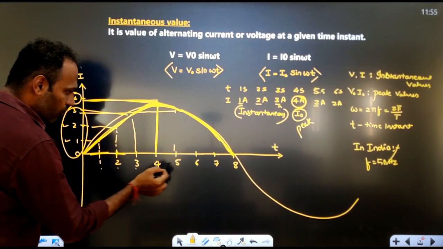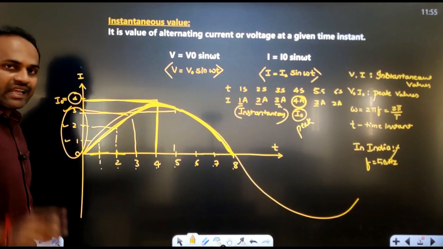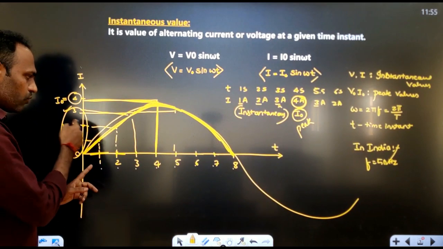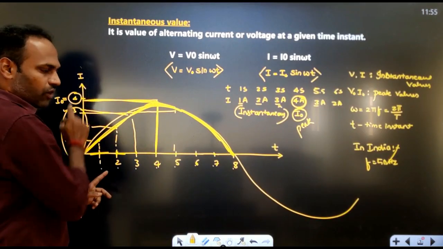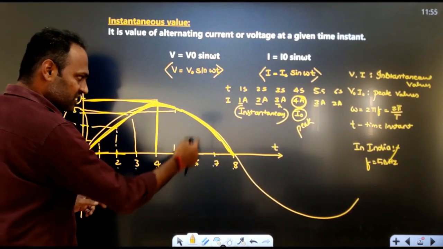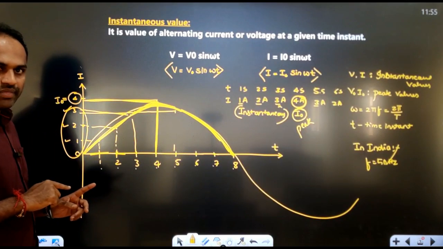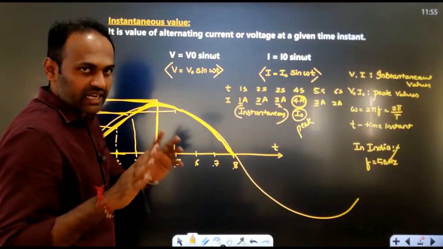How many instantaneous values will I get? 1, 2, 3, 4, 5, 6, 7, 8. I will get 8 instantaneous values. At 1 second 1 ampere, 2 second 2 ampere, 3 second 3 ampere, 4 second 4 ampere, 5th second 3 ampere, 6th second 2 ampere, 7th second 1 ampere, 8th second 0 ampere, right? All these are what? Instantaneous values.